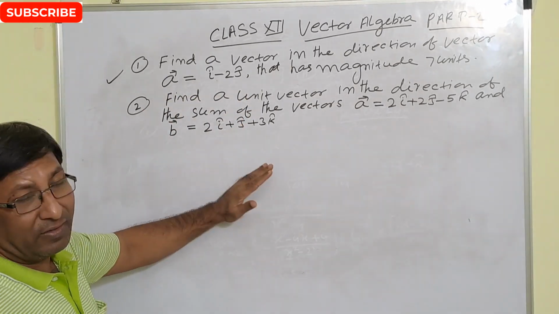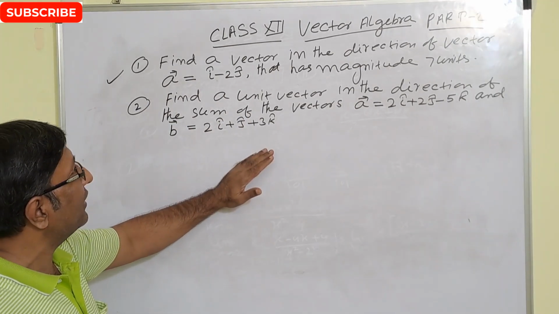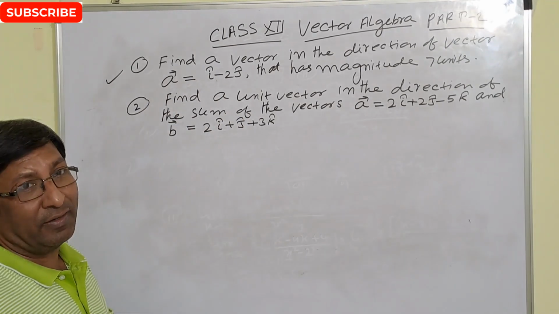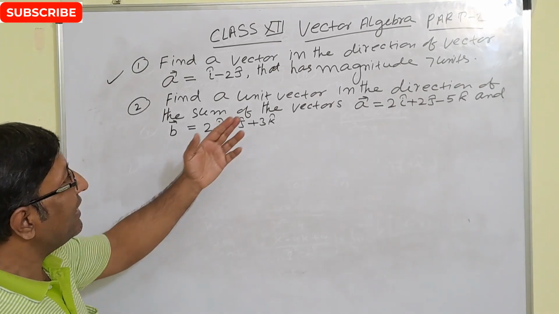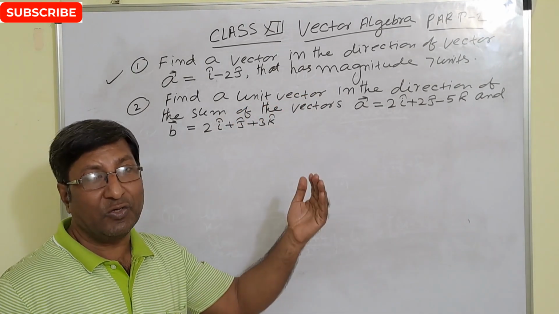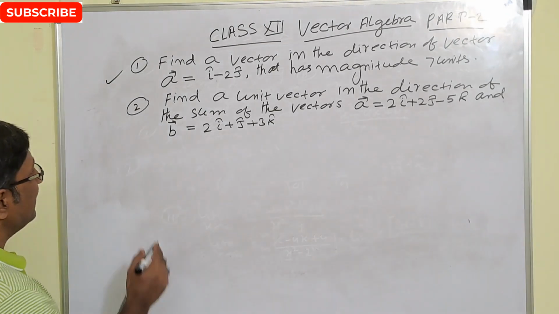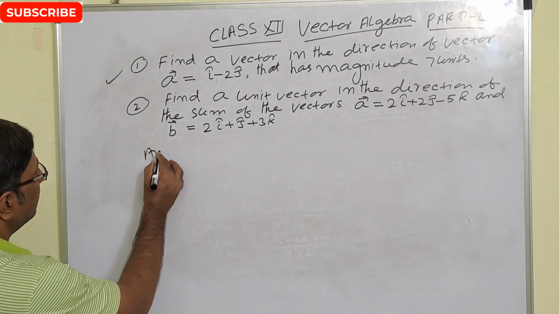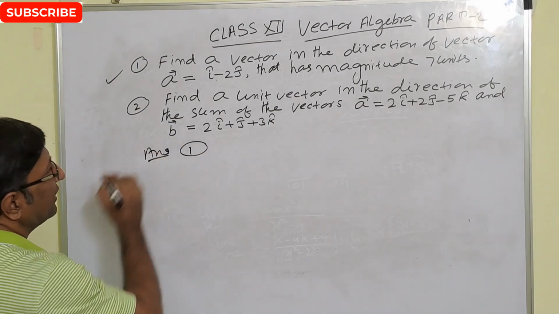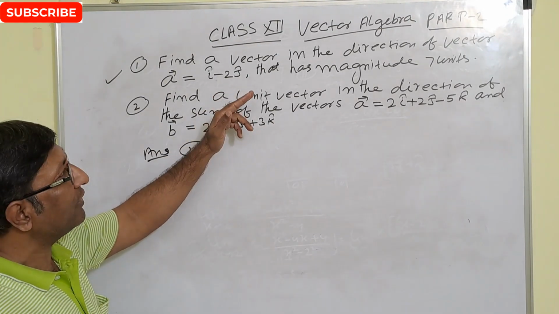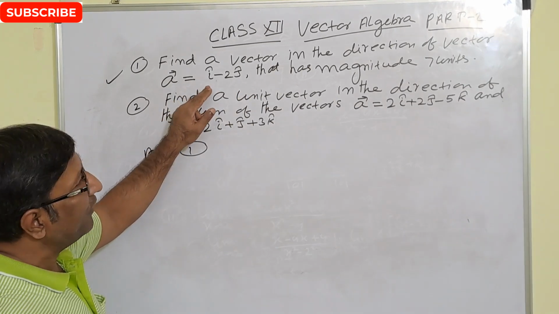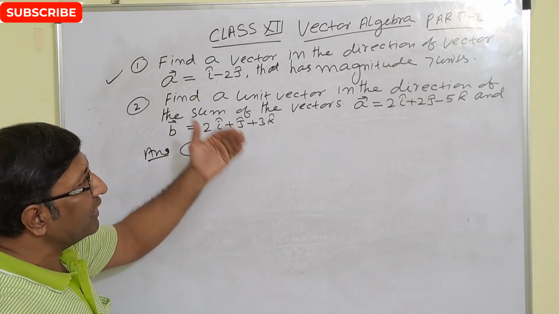In Part 1 we also did a question, find a unit vector in the direction of a given vector. But here the difference is that the given magnitude is 7 units. So this is a very easy question. See here. What is the basic point of this question? We have to find a vector in the direction of the given vector that has magnitude 7 units.